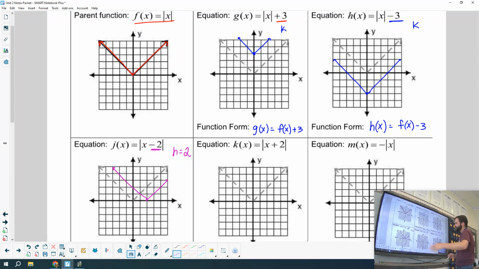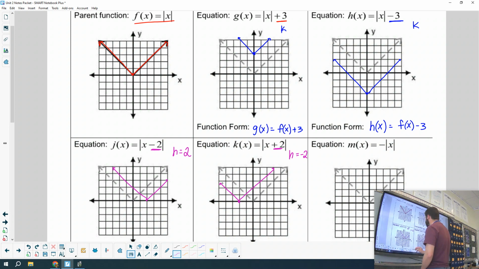So you can see our V just got shifted to the right. Otherwise, if it's a positive 2, that means my h is actually negative 2, and we're going to go 2 to the left and put a point. And then we can draw that on there. All right, then, last one.